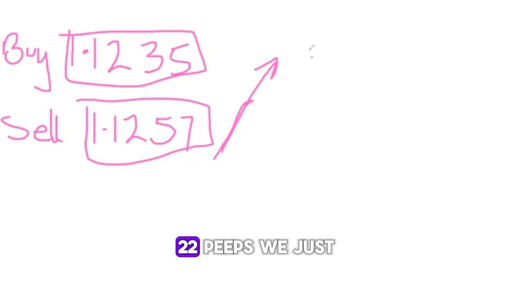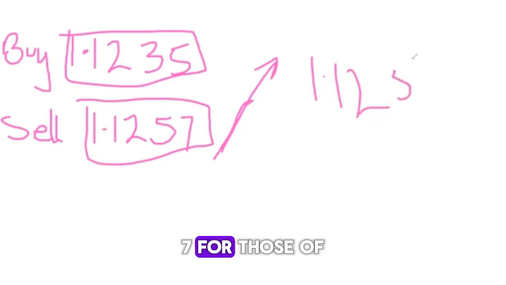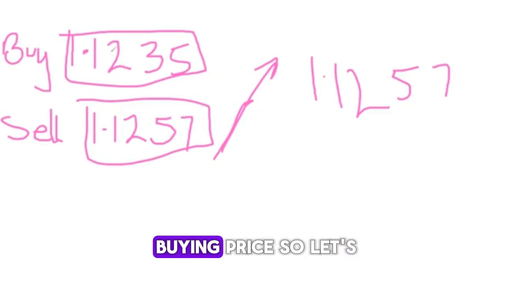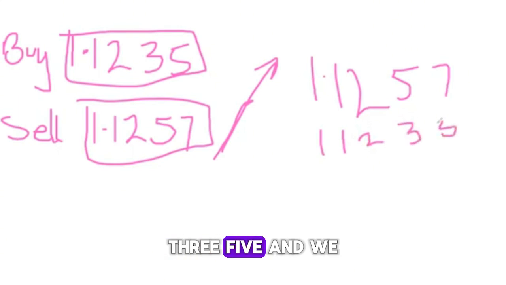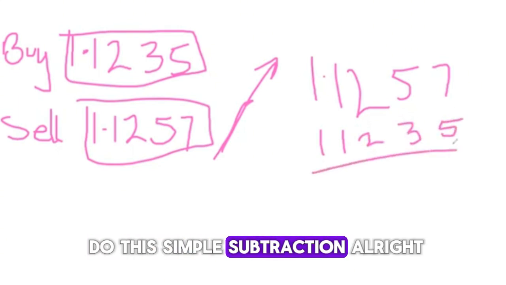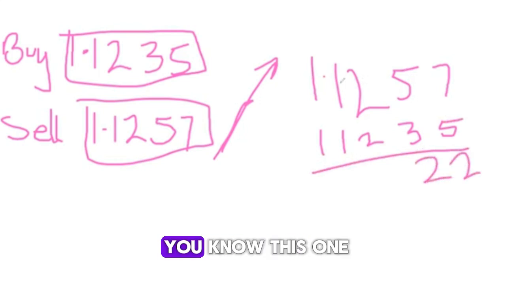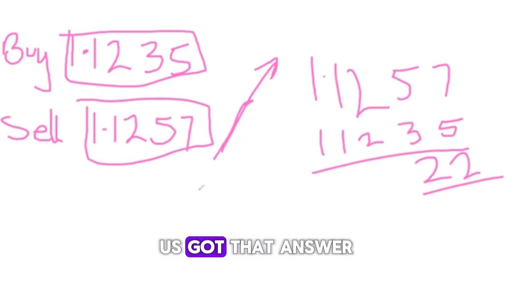How did we get 22 pips? We just said 1.1257. For those of us that did not get it, this is a selling price, all right? It's higher than the buying price. So let's put it here, 1.1235. And we do the simple subtraction. This is 7 minus 5, 2. 5 minus 3, 2. This one is 0, 0, 0. So it's just 22 pips. Awesome. I'm happy a lot of us got that answer.